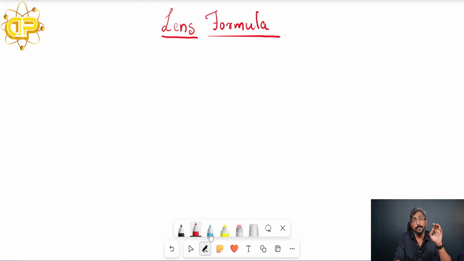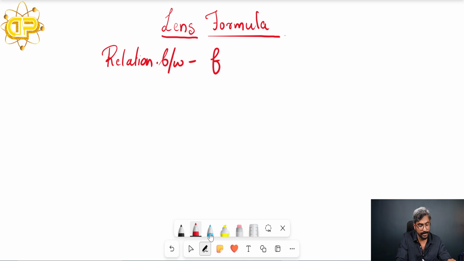In the case of mirrors also we have studied a very specific, very important formula, that is the mirror formula. There we had studied a relation between f, v and u. So here also we are going to study the relation between f, v and u. F means focal length. V means image distance, and u is object distance. This is also a very important relation to find out the nature and position of the image formed.